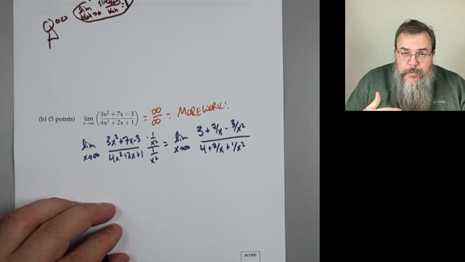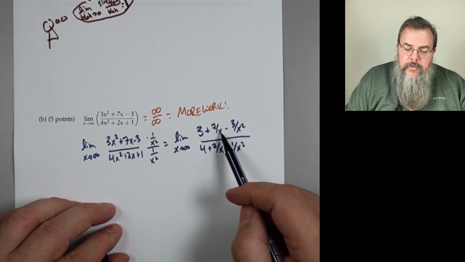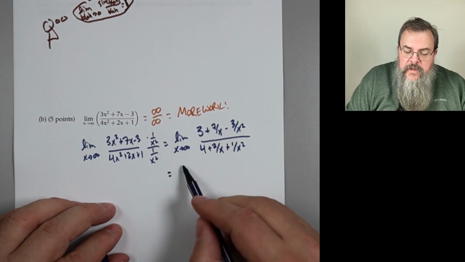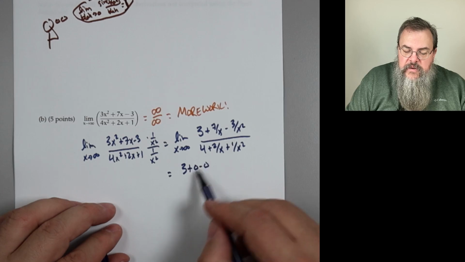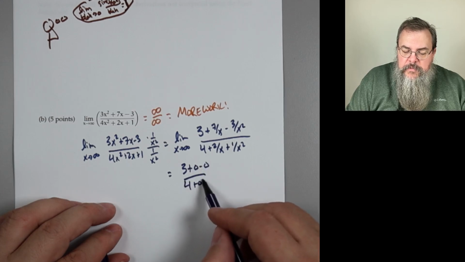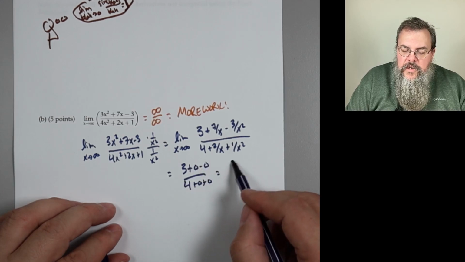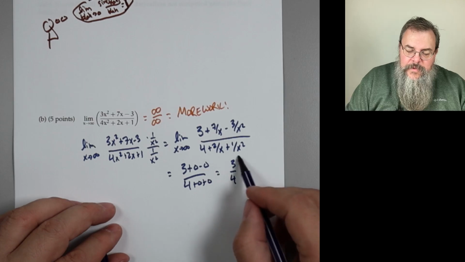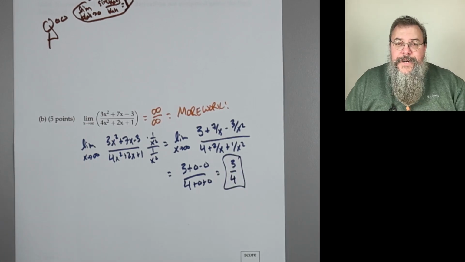And now plug in infinity. Any number over big is small. So what do we get? We get 3 plus 0 minus 0. Downstairs 4 plus 0 plus 0. In other words, we slowed it down. Not too much, just enough so that we got numbers and we're done.